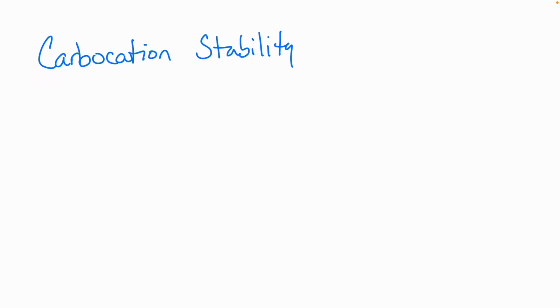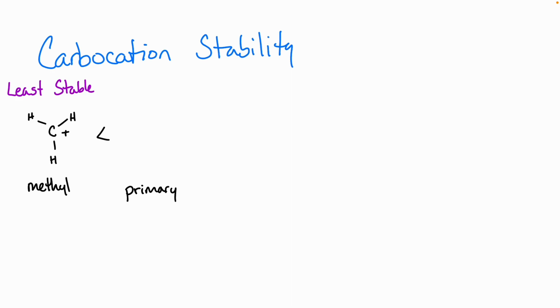So if we have a carbon that has 3 hydrogens, this is what we would call a methyl carbocation. You're never going to see a methyl carbocation. These are the least stable, followed by primary, then secondary, and then finally the most stable, a tertiary carbocation.